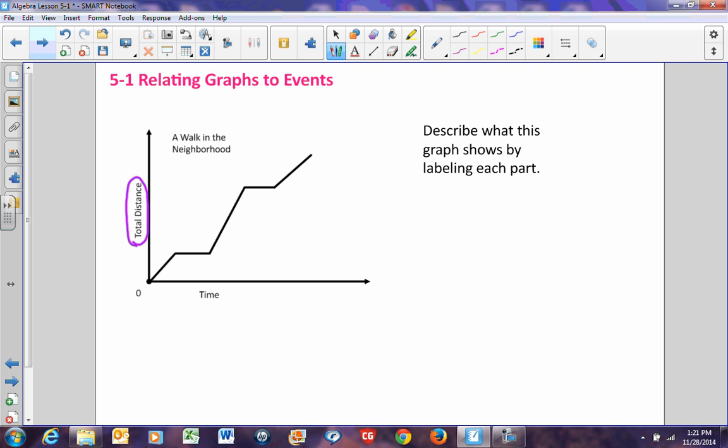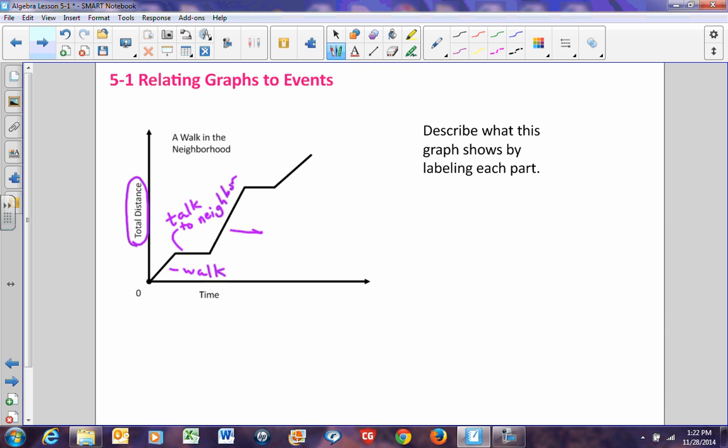Not really. Okay, so let's label each section of this graph. Okay. So here we have this section here. I'm going to say I'm just taking off on a nice leisurely walk. I've got another flat section again where time is marching on, but total distance is not changing. So maybe I stopped to take some pictures or stopped to talk to a neighbor. I'm going to say I talked to the neighbor. And normally you don't talk and walk unless they're walking with you.